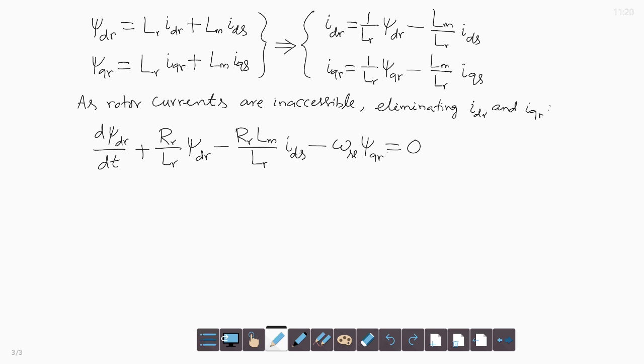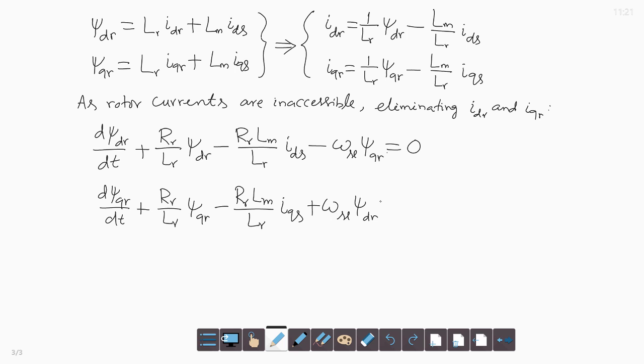and from the q axis voltage we have d psi QR by dt plus RR by LR psi QR minus RR LM by LR IQS, then rotational EMF is here plus omega SL into psi dr, and this is 0. So, this is equation 2, this is equation 3.